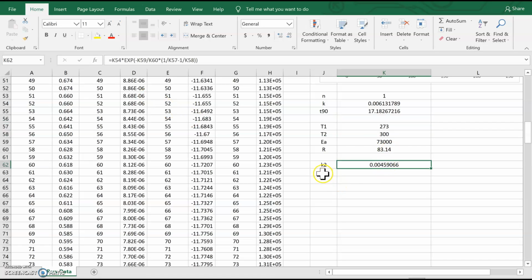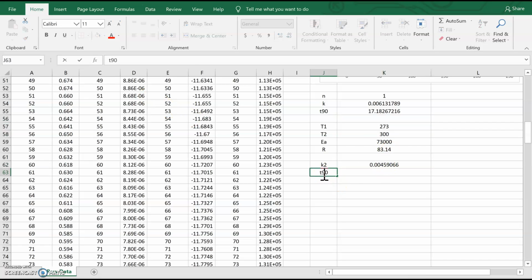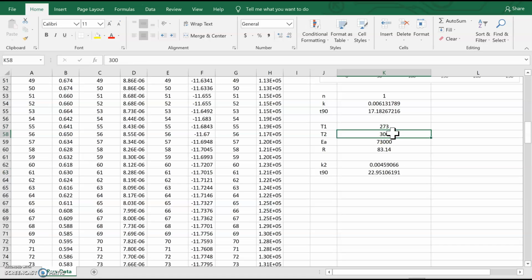Okay, so that's my K2, and then my final T90 is going to be the same formula divided by my new K2. So you get 23 days. These two numbers for the temperature could be a little bit more precise, but that's how to do it.